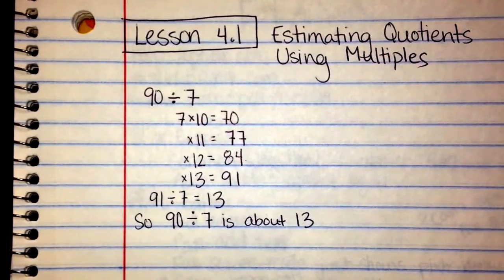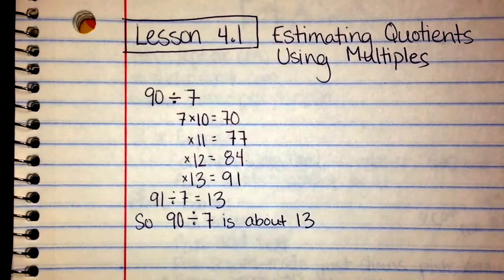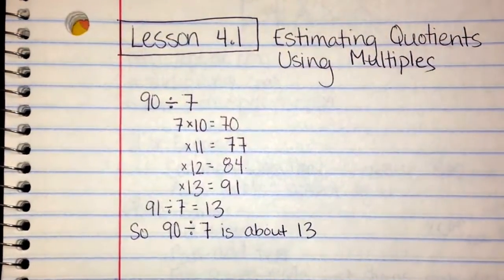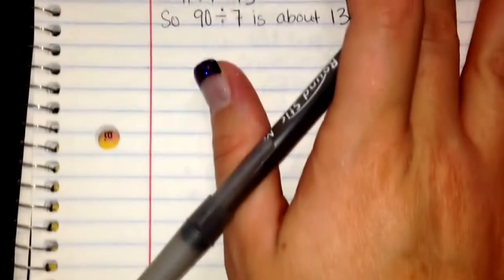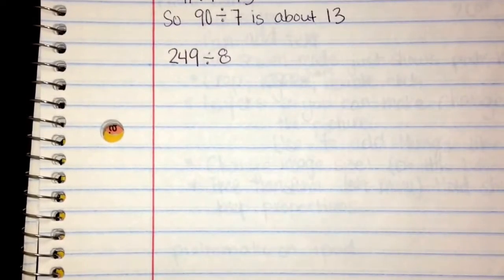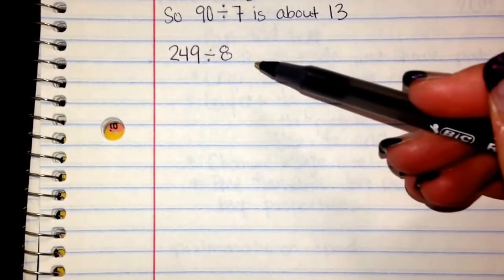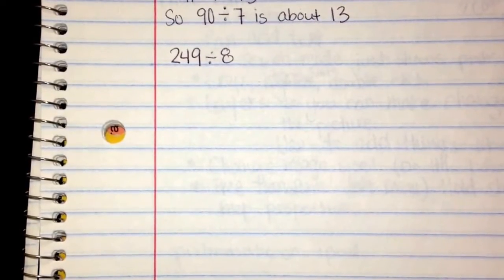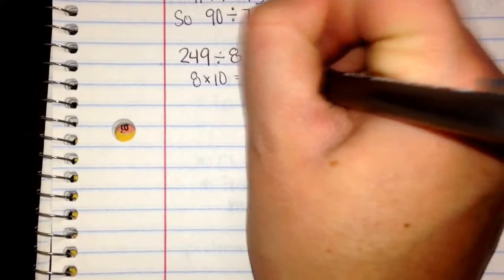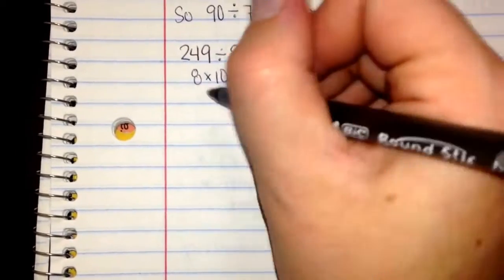Let's try another one that's larger and takes a little bit longer to find. Let's try 249 divided by 8. Okay, I definitely don't want to start by listing my multiples of 8, starting with 8, 16, 24, but I could start with thinking 8 times 10 equals 80. That's still pretty far away, so let's try 8 times 20.